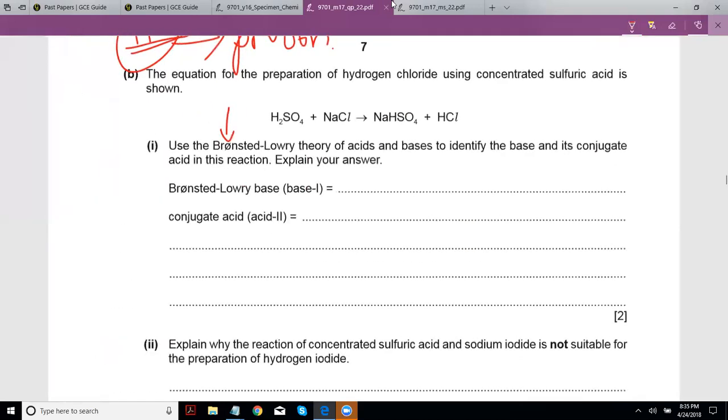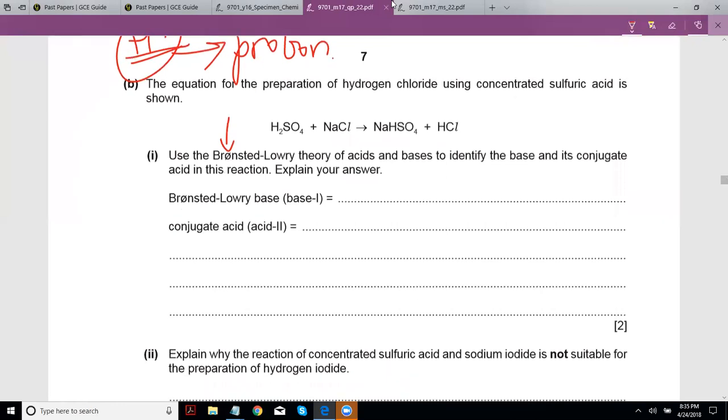It is a proton. Use the theory of acids and bases to identify the base here and its conjugate acid in this reaction, and explain your answer. So whoever is donating a proton is the acid and the other one is the base.